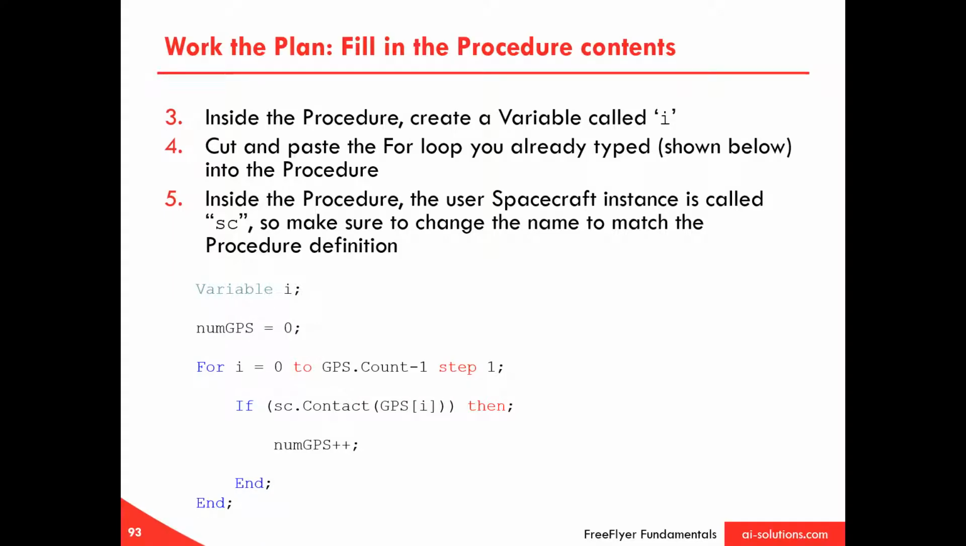Okay, so up next we're going to fill in the contents into this procedure. First, we're going to create a variable called I inside the procedure, and then cut and paste the for loop that we already typed, the one that's shown below here where we're looping over the GPS satellites and counting up how many of them can see the spacecraft. We'll cut it out of the mission sequence where it was before and paste it into the procedure. Notice how inside the procedure the spacecraft isn't called Spacecraft1 anymore, it's called SC, and so make sure to change the reference to the name of the spacecraft to match the procedure definition.